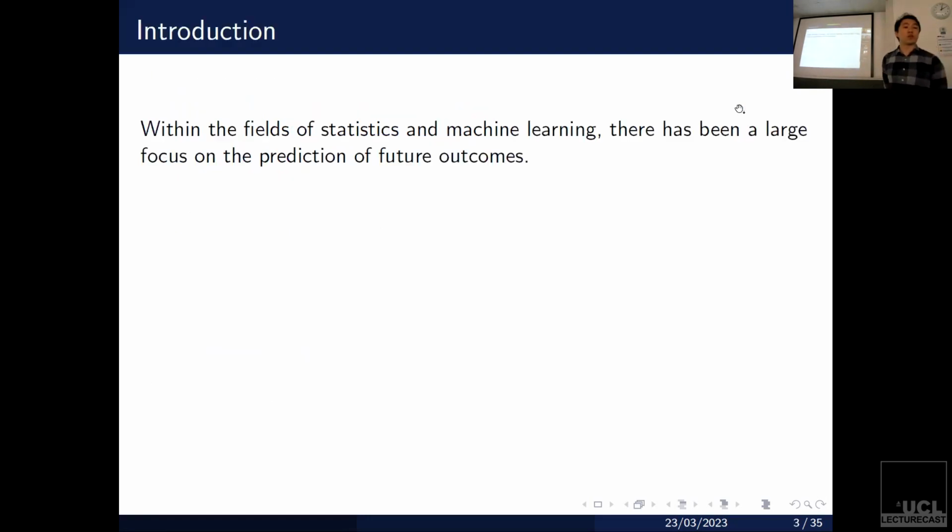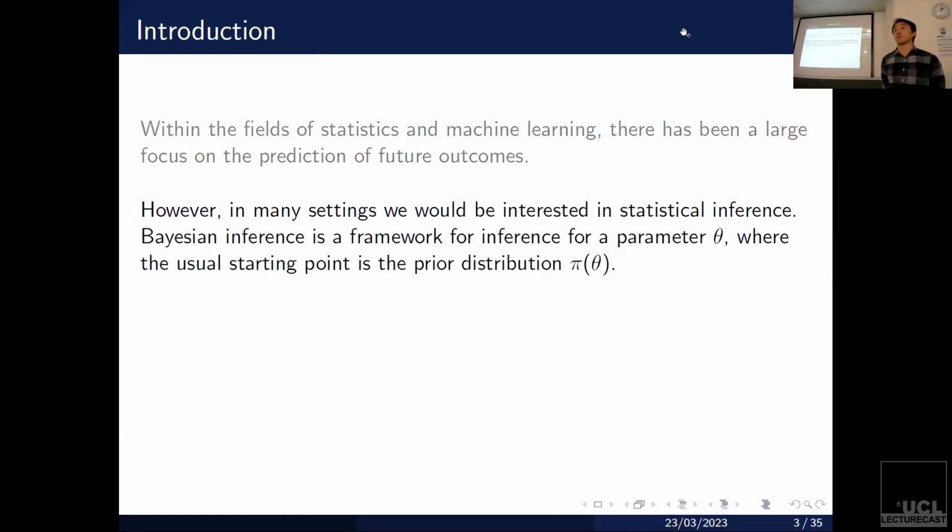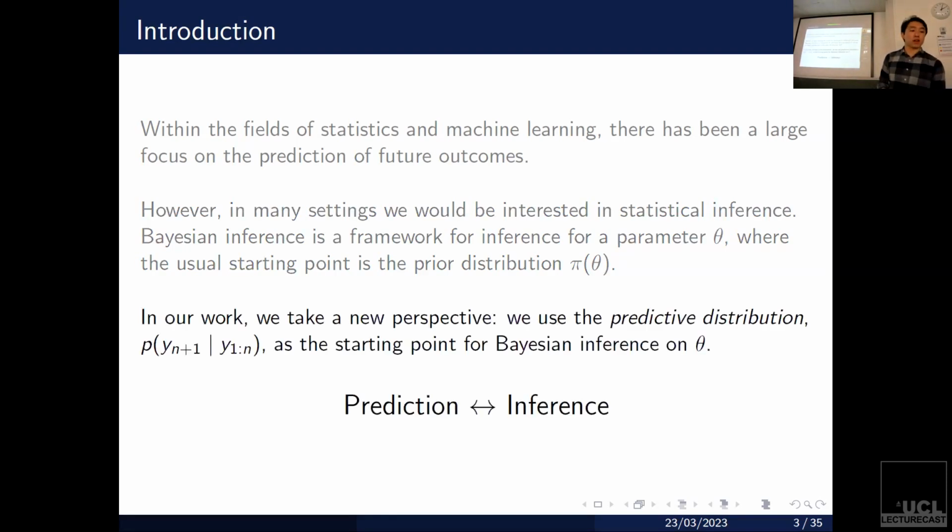So I think it's pretty clear that within the field of statistics and machine learning, there's been a really big focus on the prediction of future outcomes. We're building bigger and better models to predict things like languages, images, and just data in general. But there's still a really big interest in many settings, such as the pharmaceutical industry, for example, where we're interested in statistical inference instead of prediction. So one framework for this, which I'm sure you're all familiar with, is the Bayesian framework. Usually in the Bayesian framework, you start with a prior on some parameter of interest, and then you go through the usual prior likelihood machinery. But today we're going to look at a new perspective.